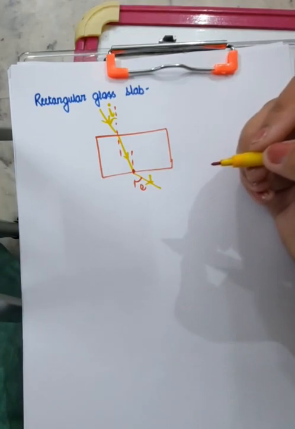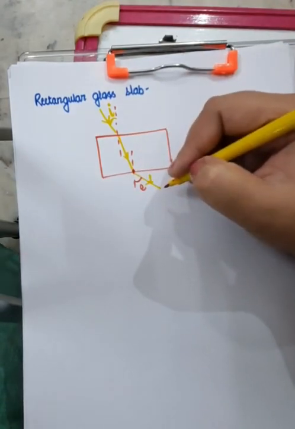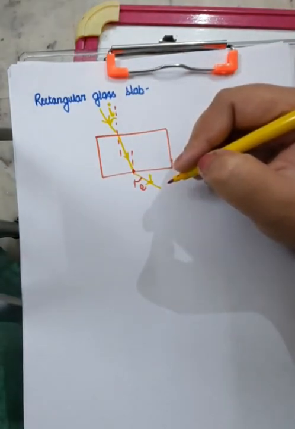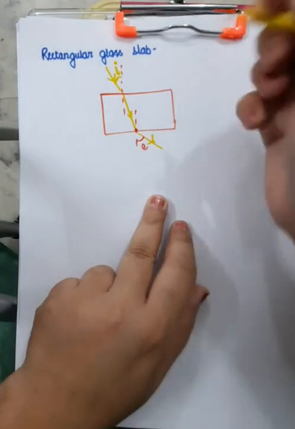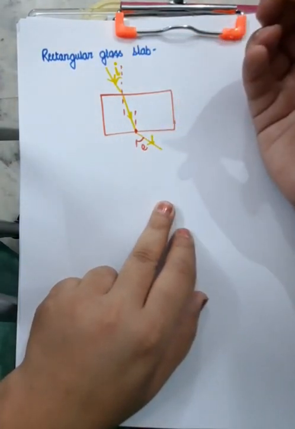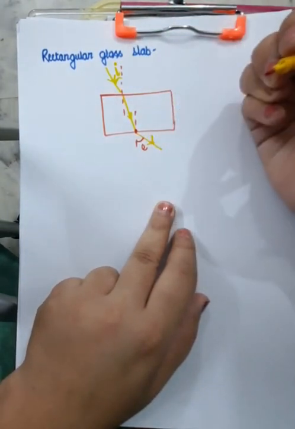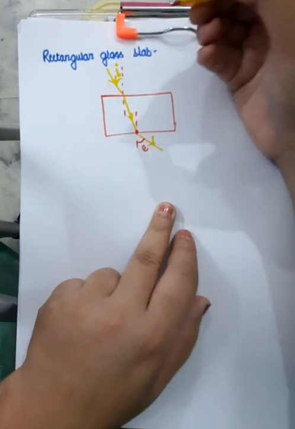So now what you can figure out is that though the light ray has deviated a lot, in fact it has laterally deviated, these two light rays are parallel to each other. The incident light ray is parallel to the emergent ray, that you can of course see.